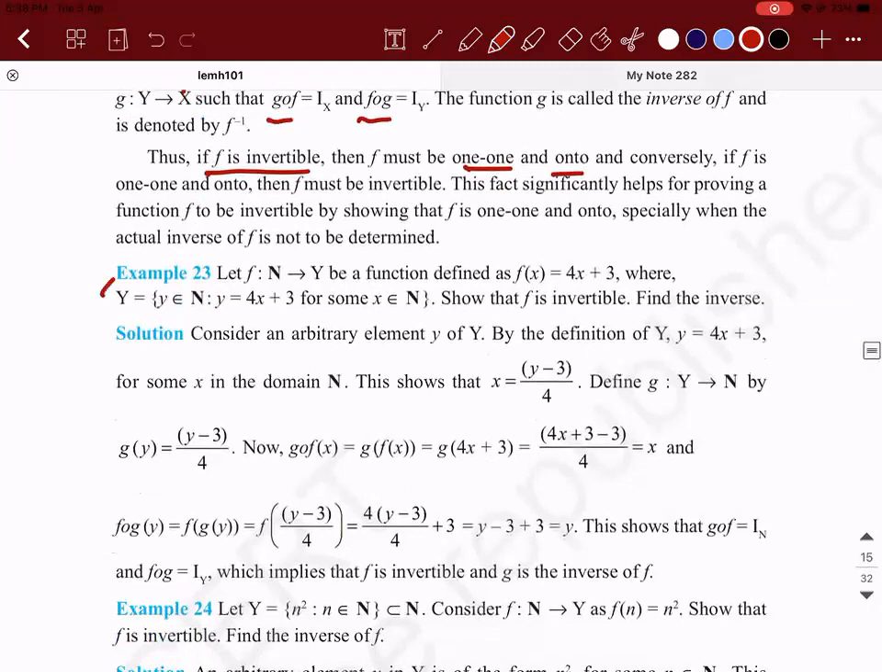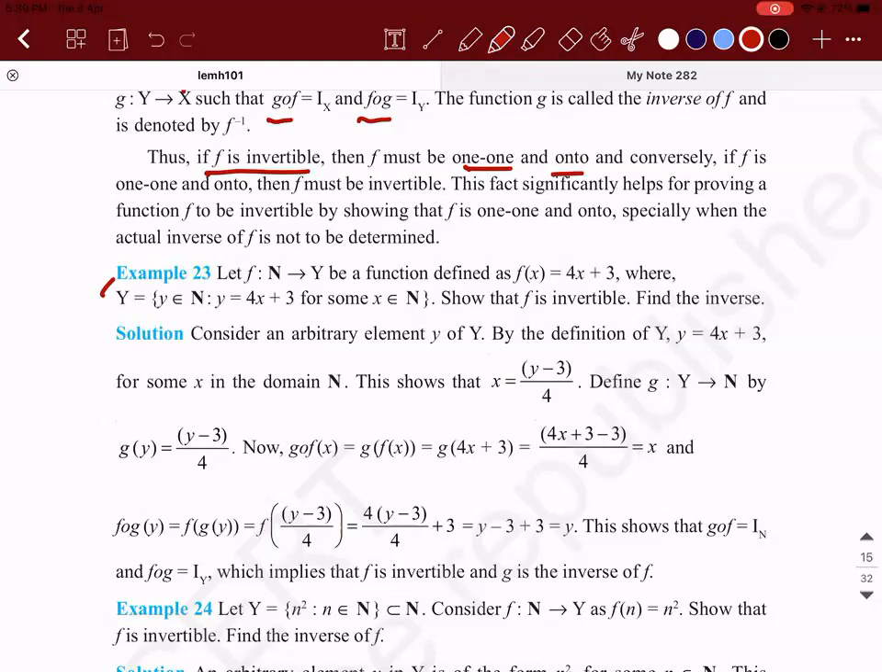So having said this, let's try out example number 23. There is a function that is mapped from the natural number set to a set Y, which is defined as f of x is equal to 4x plus 3, where set Y is what? Set Y is, you will take only those natural numbers which satisfy what condition? y is equal to 4x plus 3 for some x belongs to N. Then you need to show that this function is invertible. Once you prove that it is invertible, show the inverse of this function.